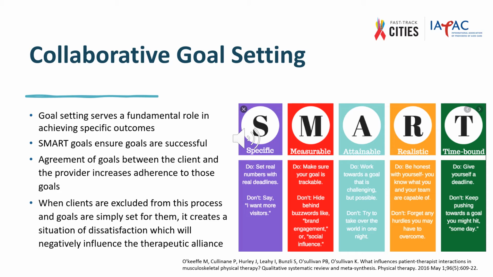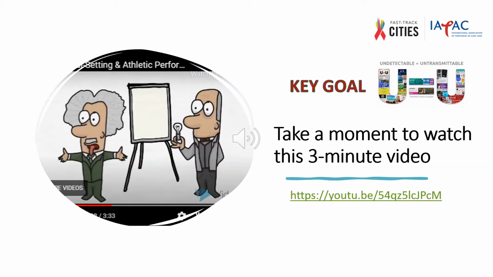When clients are excluded from this process and goals are simply set for them, it creates a situation of dissatisfaction which will negatively influence the Therapeutic Alliance. A key goal for people living with HIV is U equals U, or undetectable equals untransmittable. An undetectable viral load means that HIV cannot be transmitted sexually. Take a moment to watch this short video about goal setting.